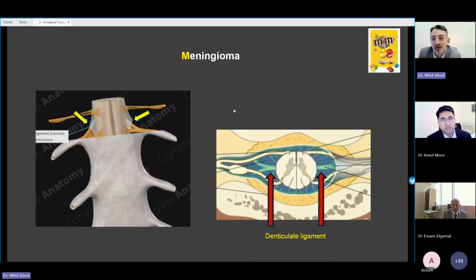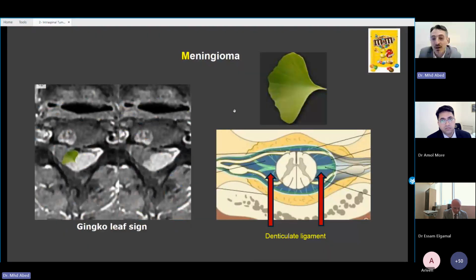But there is some association with the meningioma, because when the meningioma originates intradural, it will originate from the dura itself, and it will surround this denticulate ligament, and it will push the spinal cord itself away to the contralateral side, but the spinal cord itself will still be attached through this ligament to the dura itself. And this is the ginkgo leaf.